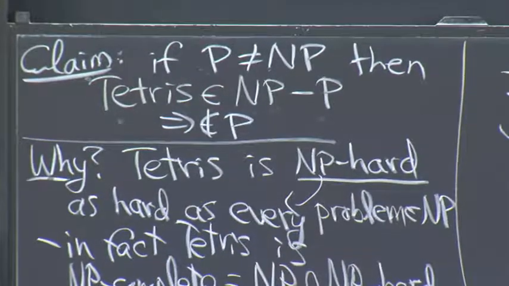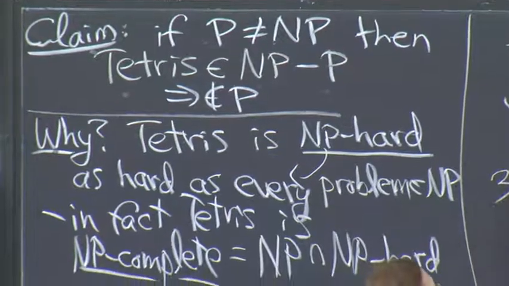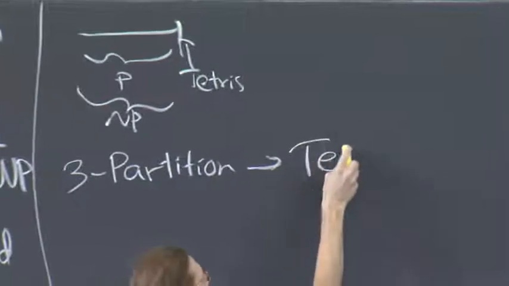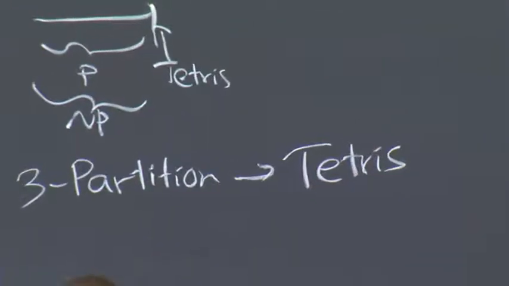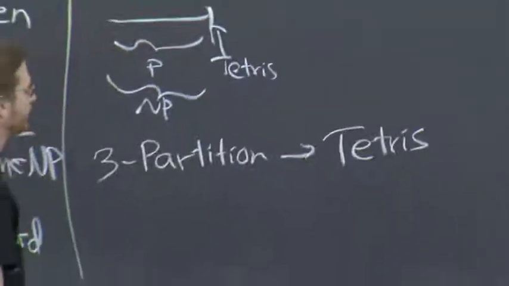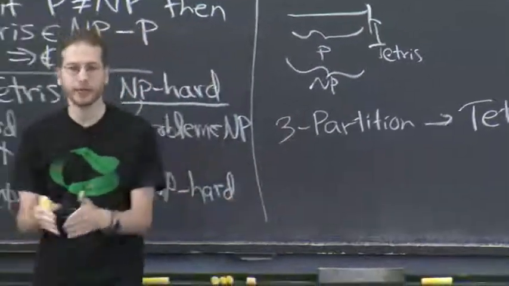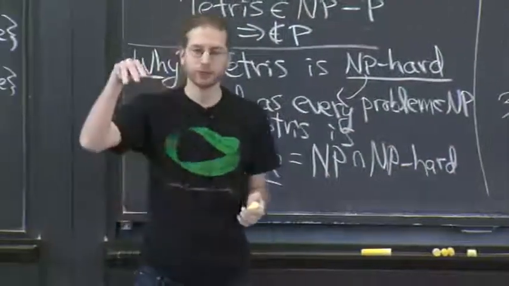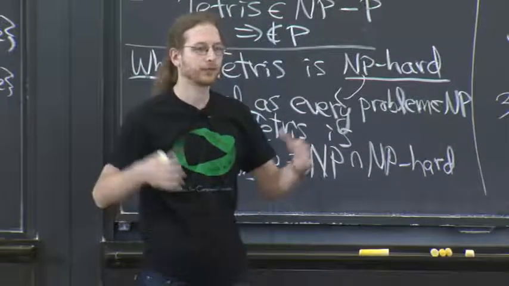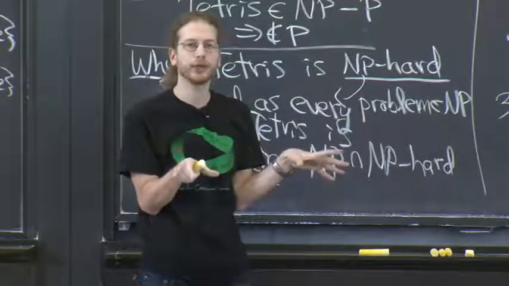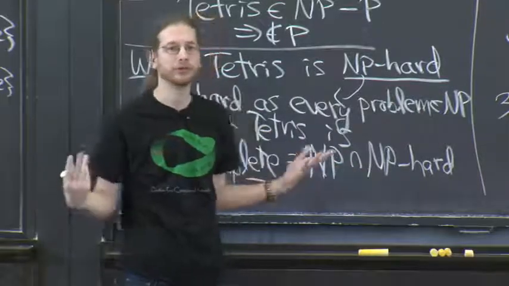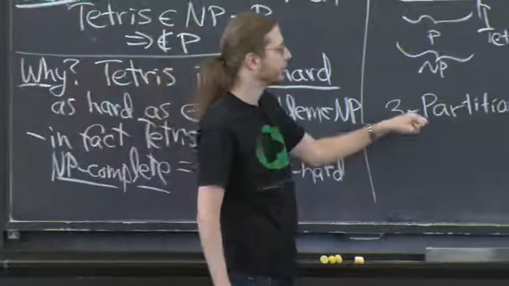So what we proved is that a problem called 3 partition can be reduced to Tetris. Now, what's 3 partition? 3 partition is I give you n numbers. I want to know, can I divide them into triples, each of the same sum? So I have n numbers, divide them into n over 3 groups of 3, such that the sum of each of the 3's is equal. Sounds like an easy enough problem, but it's an NP-complete problem.